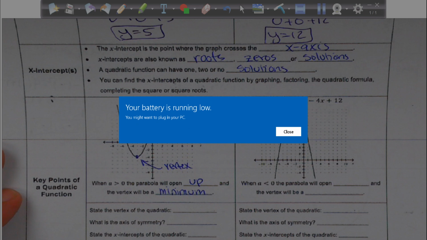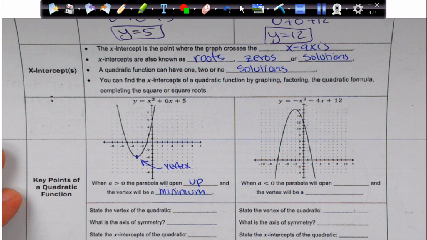Oh no, my battery's running low. I need to talk faster.